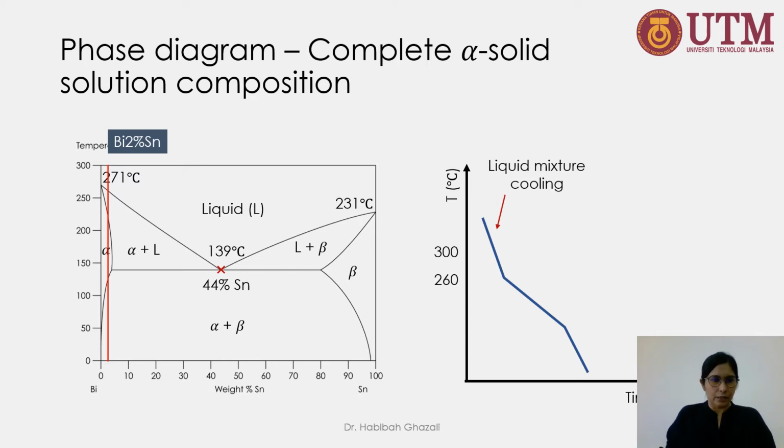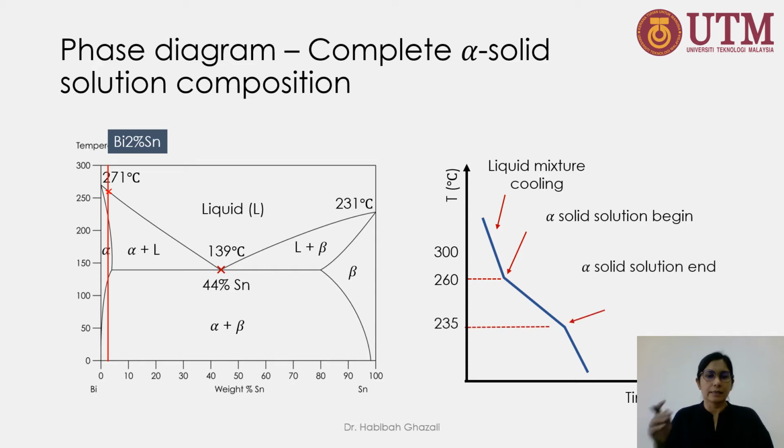The solidification begins as soon as we remove heat from the system. The liquid mixture will start to cool down. Above 300 degrees, it is still in liquid form. As soon as it touches the liquidus line here at 260 degrees Celsius, alpha solid solution will start to form. The nuclei will start to form in the form of alpha solid solution, which is the bismuth-rich solid solution. It contains a lot of bismuth atoms in the crystal structure of bismuth.